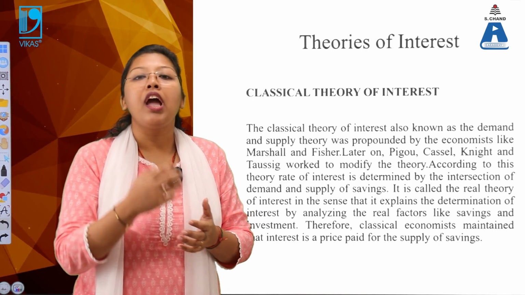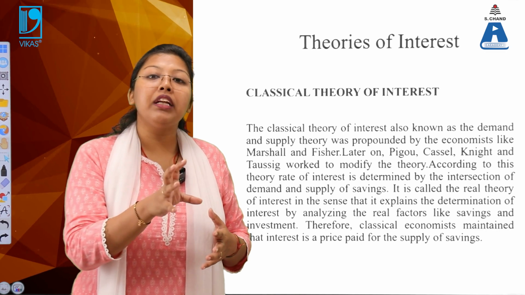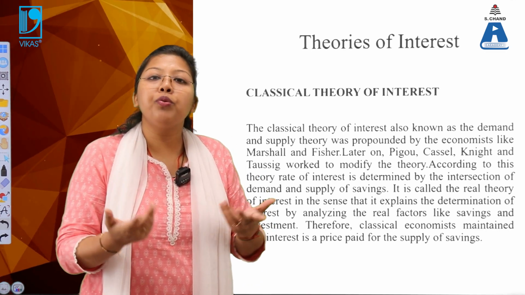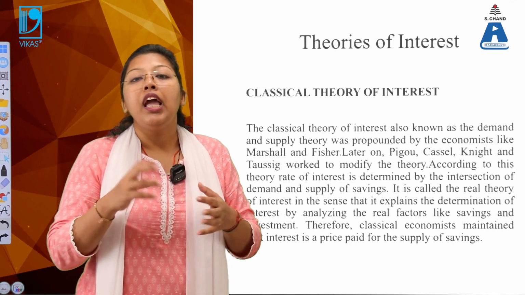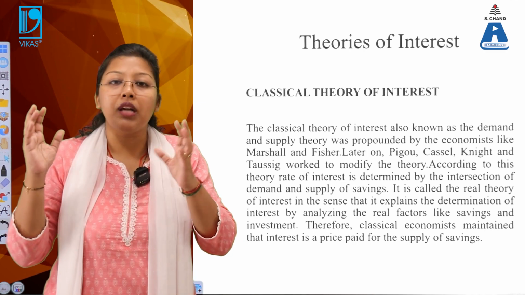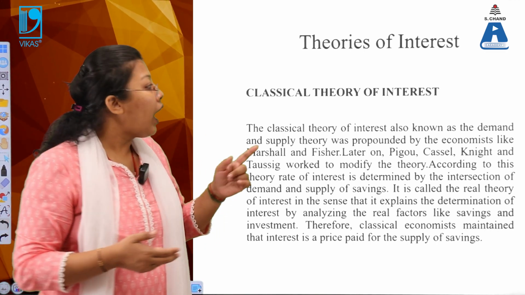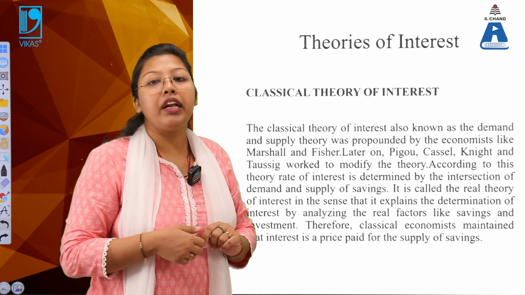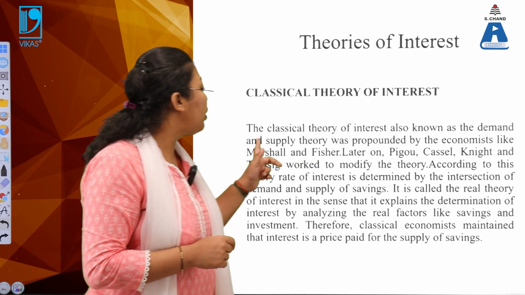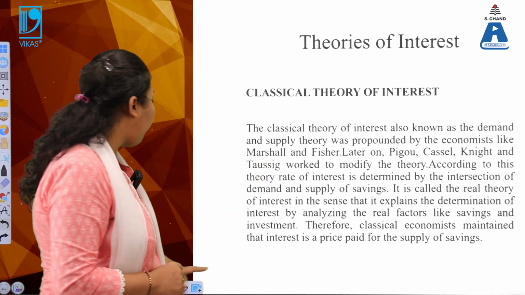This is very important: what your saving is and what your investment is will determine how much borrowing you will have. As in, if I have no saving, I need to borrow the money. If I am not investing judiciously, I will not end up having money which is good enough for my future. Ultimately, that will lead to having interest, and saving and investment will determine your demand and supply. And that is how the classical theory was propounded.